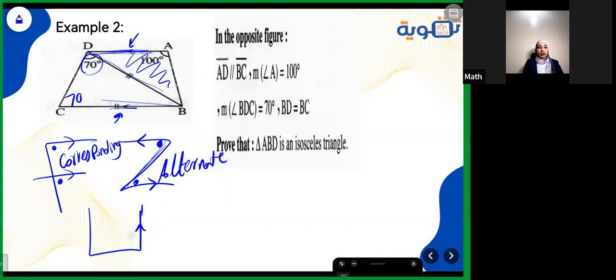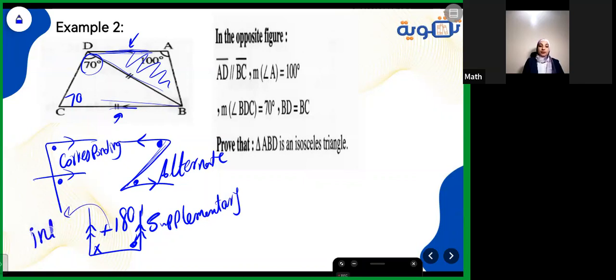Also, if you have two parallel lines with a transversal making letter U from the same side, the sum of the two angles will be 180. They are called supplementary angles. Their sum equals 180, and we call them interior angles.